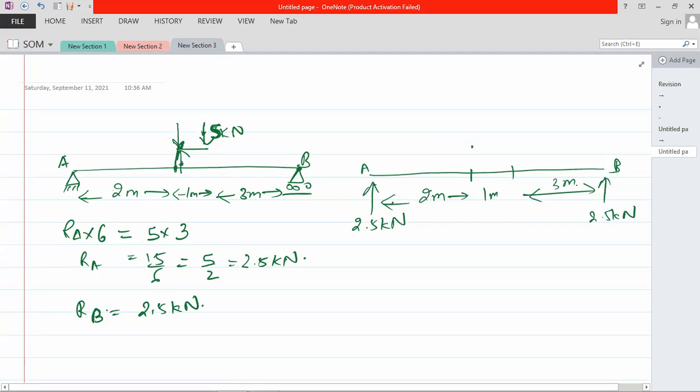So if we equate it, the 5 kilonewton load is acting, and also a couple in the anti-clockwise direction, sorry, in the clockwise direction at this point of 5 kilonewton meter. Up to here, any problem?